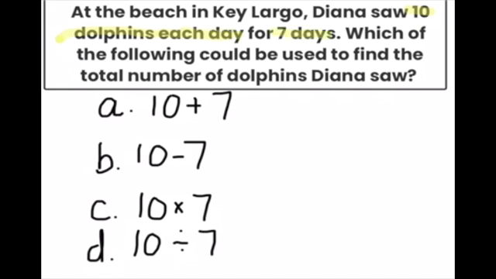That's very important. And I'm also going to show you that we can cross off what I call unnecessary information, which is extra information in the story problem that they sometimes include just to try to trick us and throw us off. That extra information that I could cross off and ignore would be the beginning part. At the beach in Key Largo. Does it matter that Diana saw these dolphins in Key Largo? No, it does not matter. So I could just cross it off, ignore it, because it has nothing to do with my problem.